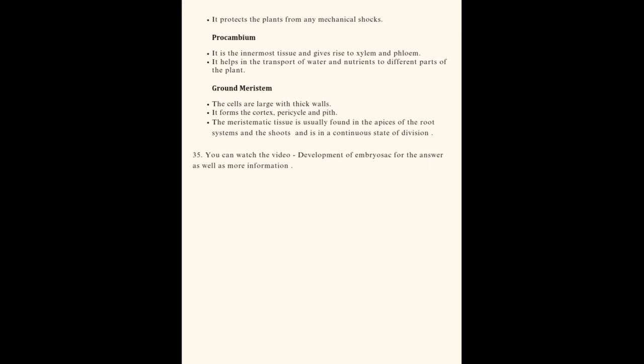The meristematic tissue is usually found in the apices of the root systems and the shoots and is in a continuous state of division.